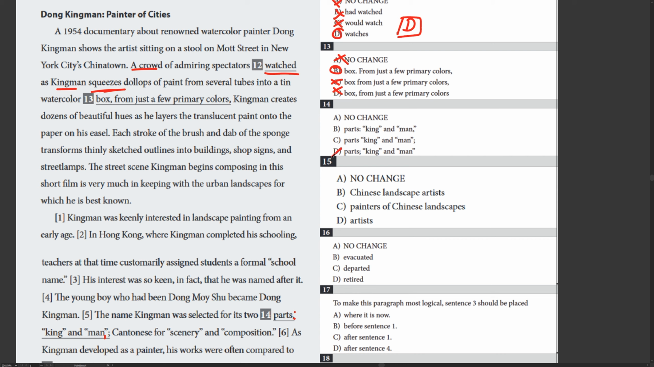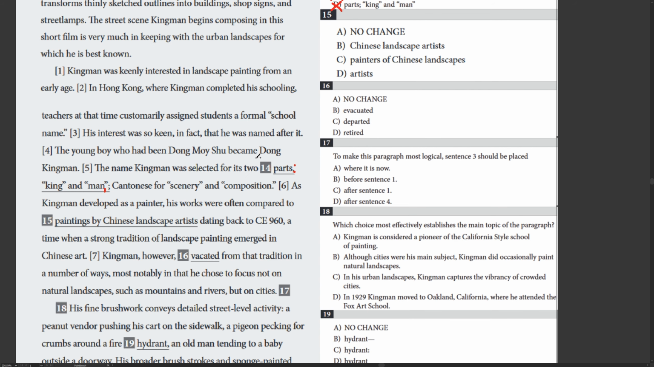So in that case, I'm just going to cross out D, and I'm also going to cross out C, because Cantonese for scenery and composition is dependent on what was previously said before, which is the parts King and Man. So I'm just going to stick with B for now. And A is also incorrect for the same reason, because Cantonese for scenery and composition is dependent on what was said before, which is King and Man in quotations.